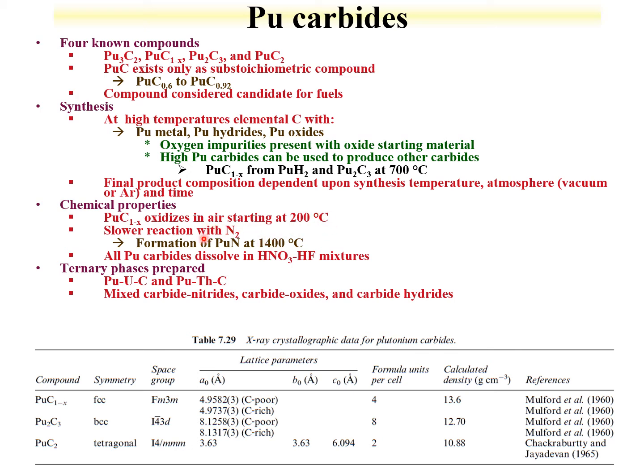They do react with nitrogen, so this is part of a carbothermic reduction process. So if you wanted to form plutonium nitride, you can take the oxide material, produce the carbide, and then treat that with nitrogen to produce the nitride. Ternary phases of plutonium have been prepared with uranium, thorium, and there's also mixed carbides with nitrides, oxides, and halides.